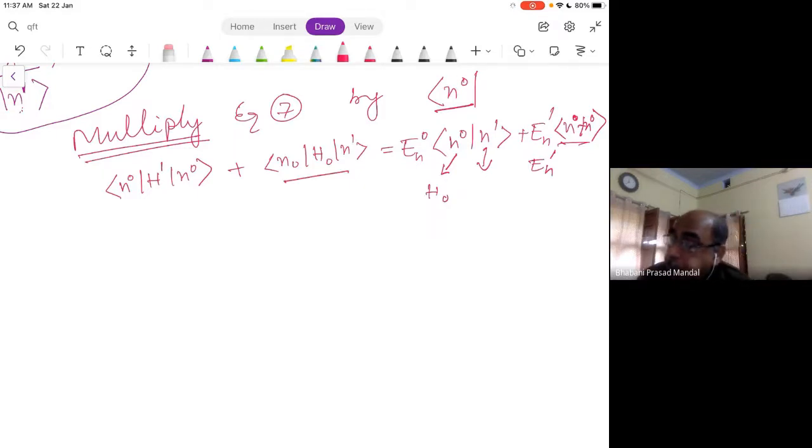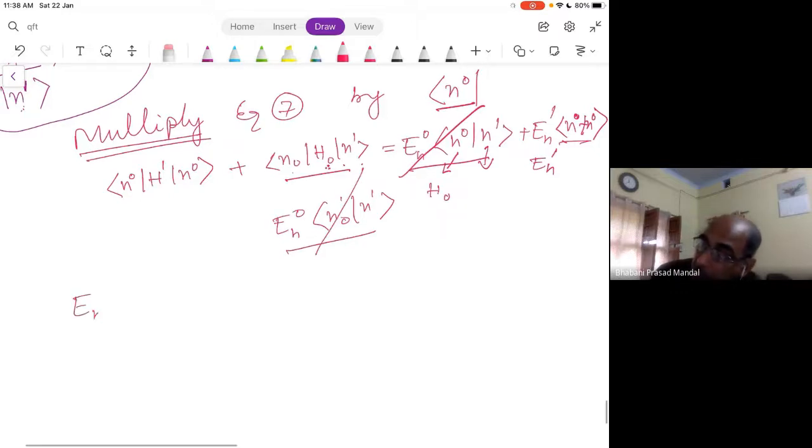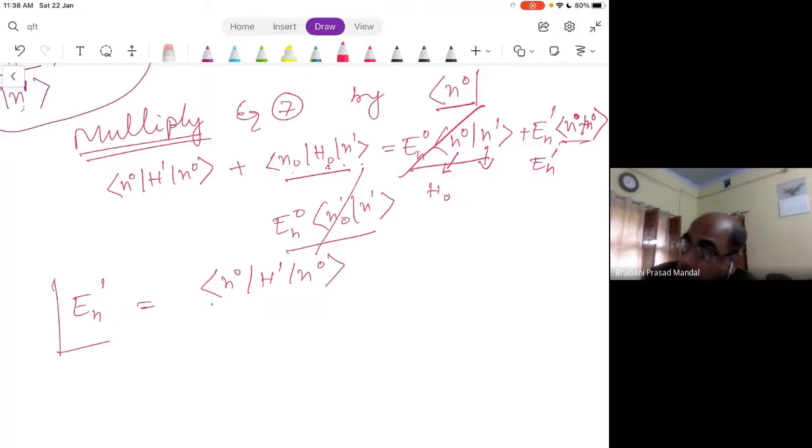But what about this term? H is a Hermitian operator. Right now it is in the ket space, but it can act on the bra space also because it is a Hermitian operator. So H0 can act on n0, and this term will give you En0 n0 n1. Now look at this term and this term. They are exactly the same, so this term will cancel with this term. So we are left with En1 equal to n0 H prime n0. That's all, so you get the first result.